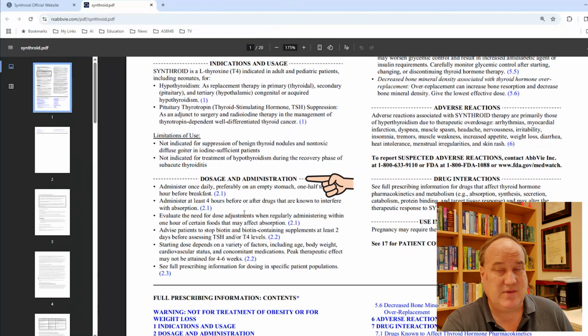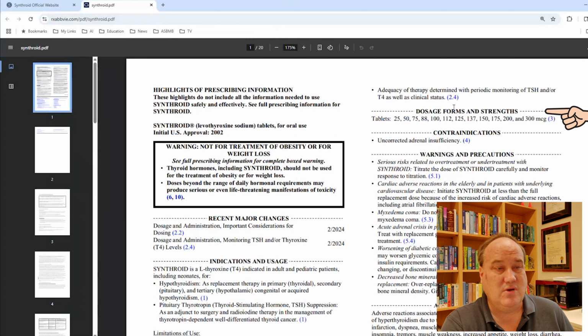And then the important thing here is the dosage and administration. They tell you everything you need to know about the dose. So these are tablets. You should administer once daily, preferably on an empty stomach, half an hour to 1 hour before breakfast, and administer at least 4 hours before or after drugs that are known to interfere with absorption. Then there are a few other notes on here. And they also tell you the dosage forms and strengths. So there are different dosage forms.